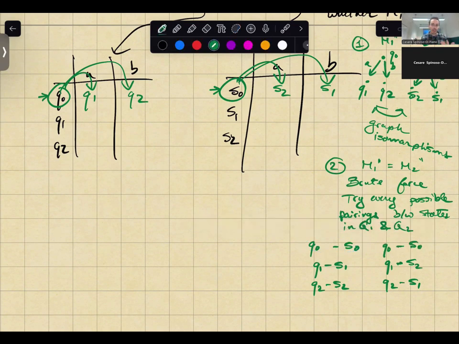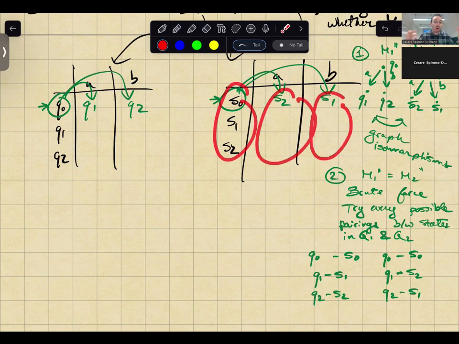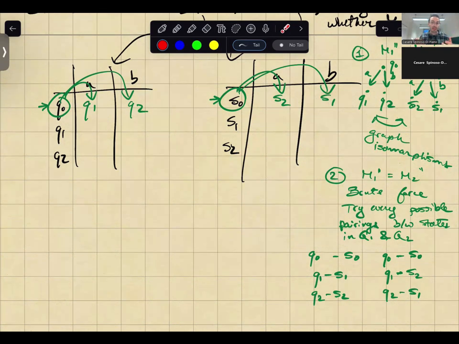And now I can essentially check if I were to replace S0 with Q0, S1 with Q1, S2 with Q2, here and also everywhere here, would I get exactly the same table? If yes, then that's great. That means that I actually do have a bijection, right? If no, then maybe this first pairing was incorrect, right? So then I'll try the second pairing.